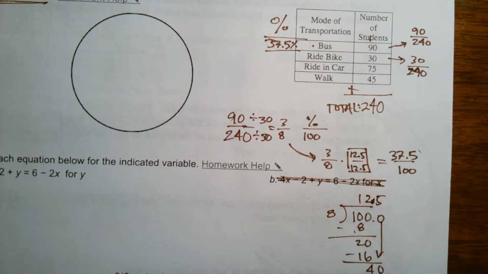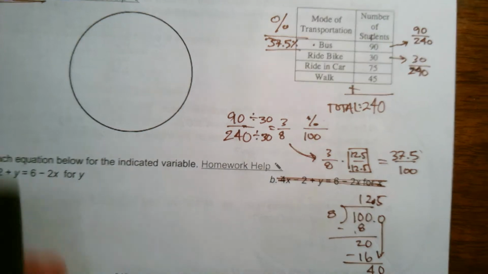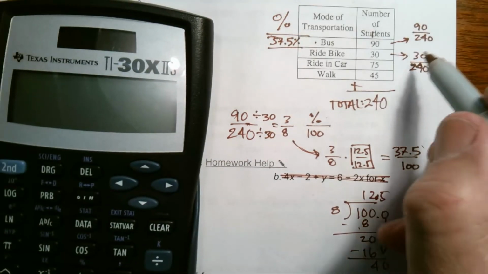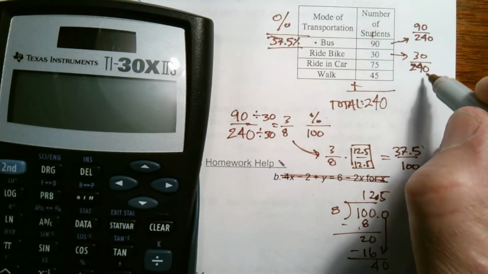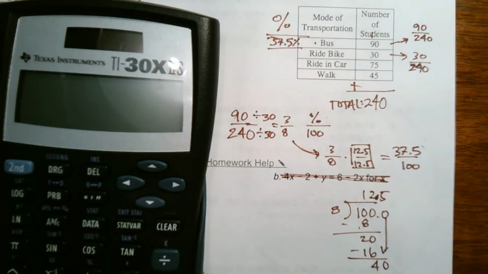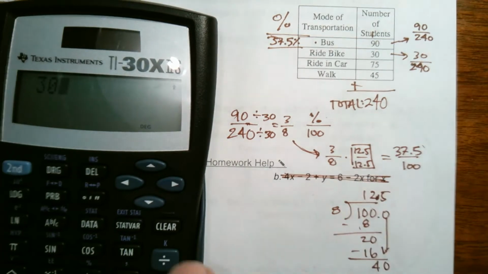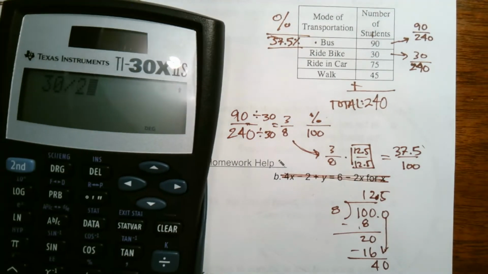How to do that with a calculator would be finding a calculator. There we go. Remember, percent is always taking the decimal version. So you can do this by converting that to a decimal. To convert 30 over 240 to a decimal is dividing 30 by 240.